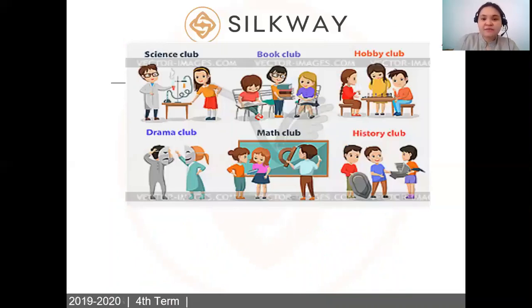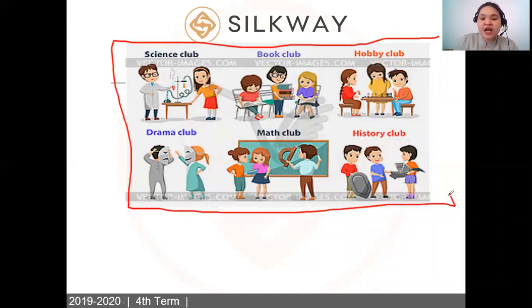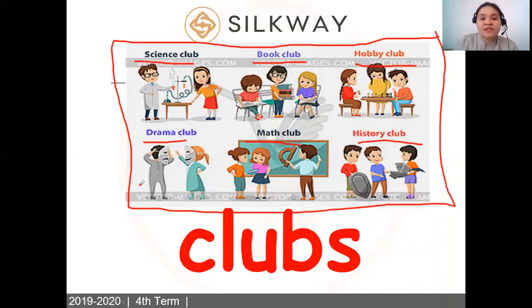What about this? As you can see in the picture, we have different kinds of clubs. Like we have science club, book club, hobby club, drama club, math club, history club. All in all, we call these clubs. We have this in school, that after school we have programs where you hone your skills and enjoy your favorite clubs. If you like to join the English speaking club, you join my lesson. Or if you want to improve or master your art and strategy in chess, you join the chess club. So let's move on then.